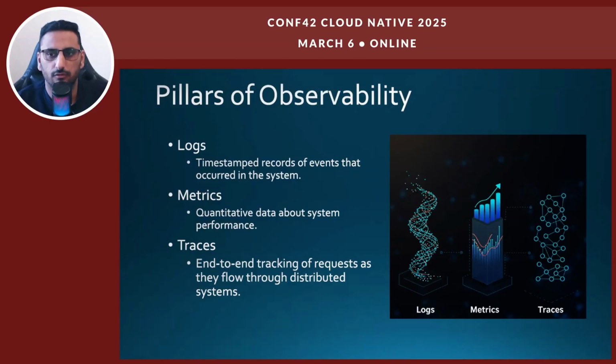Let's look at what are the pillars of observability. Observability has three pillars. The first is logs. Logs are the timestamped records of events that occurred in the system. For instance, whenever a booking is made, a login happened, or a payment is made. So they are the structured or unstructured records of events that happened in the system.